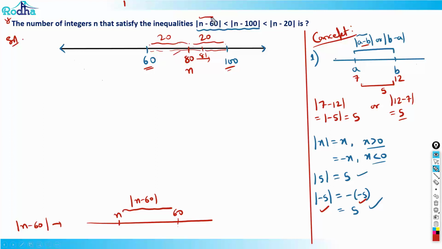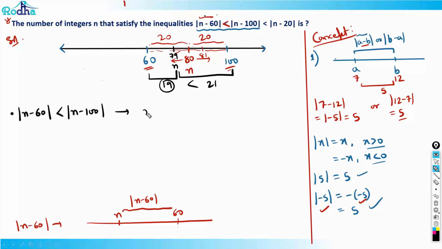I want the distance from 60 to be less than the distance from 100, so n should be on this side. For example, if n equals 79, the distance between n and 60 is 19 and the distance between n and 100 is 21. Obviously 19 is less than 21, so my case is satisfied. So with this inequality, mod of n minus 60 less than mod of n minus 100, what I can tell from here is that n should be less than 80.